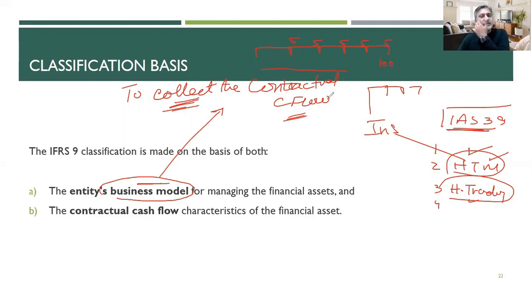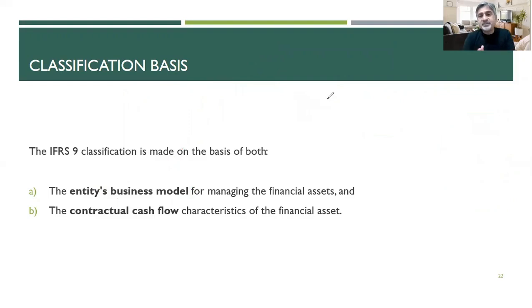So the first criterion is we see what this business does. And I will explain how it will work. But first you understand that there are two options. Either you are investing here or buying this instrument to keep it until the end, or you want to sell it anytime. This is the first thing. The second thing is the contractual cash flow nature. What does this instrument give? Does it give contractual cash flow? And contractual cash flow, we call it SPPI.